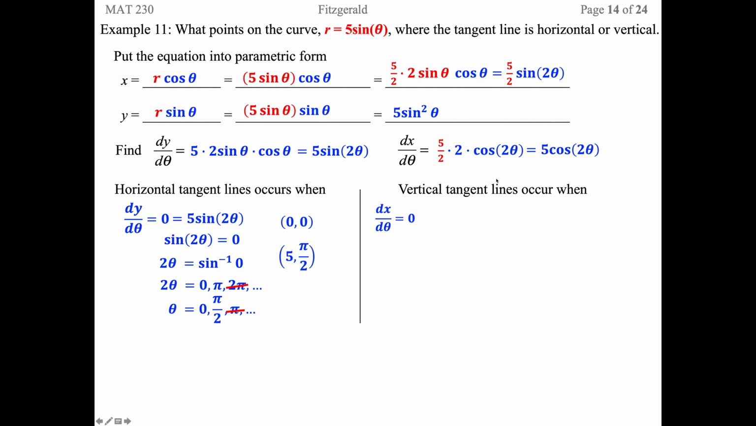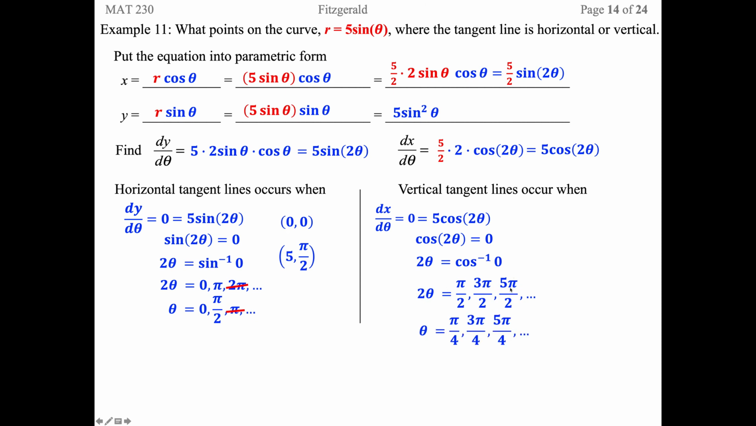All right, vertical tangent. We're going to set dx over d theta equals 0, so 5 cosine 2 theta equals 0. Divide over the 5, the same process we did over here. Take the inverse cosine of 0. When am I 0? That's at pi over 2, 3 pi over 2, and 5 pi over 2 is back to pi over 2. So when I divide this by 2, I really don't need the last two answers here. I've gone past one complete revolution, and I'd just be hitting the same vertical tangent lines at those points.